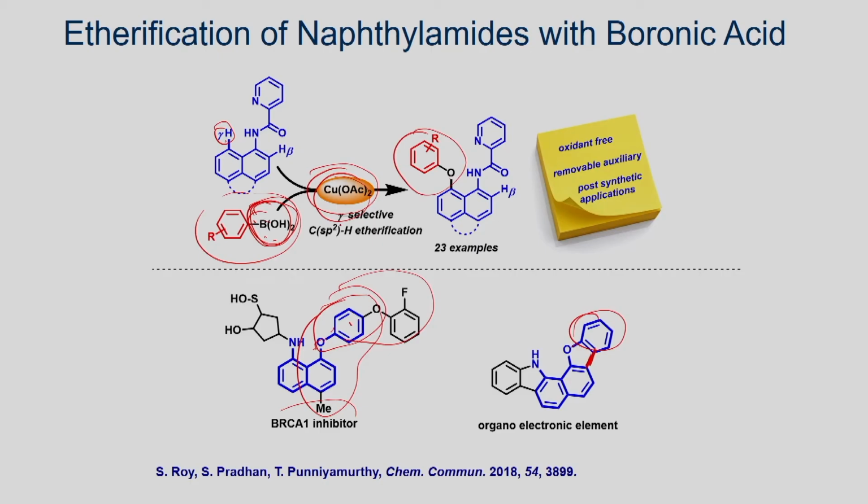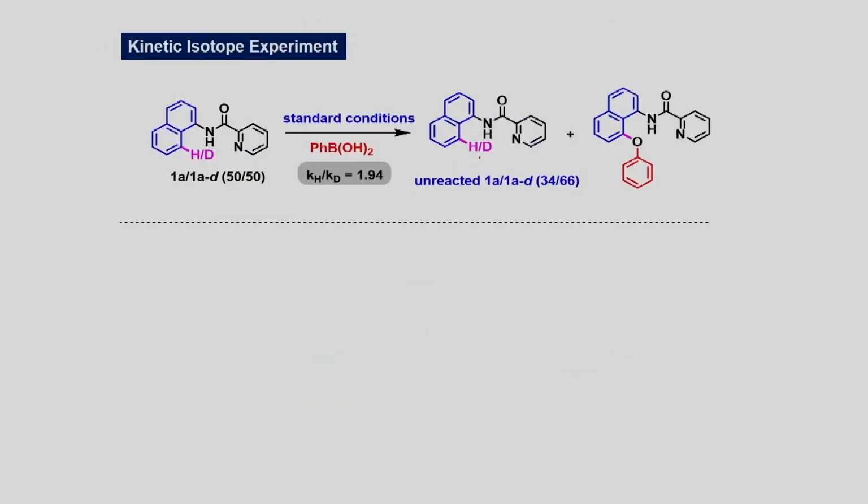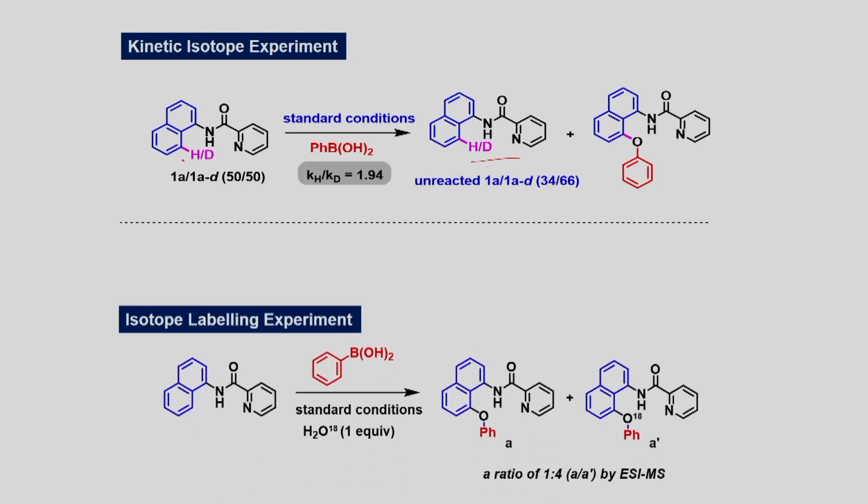So recently much progress has been made in boron chemistry. For example, you can couple the boronic acid via CH activation and make the diaryl ether as a product, and the mechanism of this reaction is shown. We carried out kinetic isotope studies, as shown here, using a 1:1 mixture where one compound has deuterium and the other is the simple compound. The unreacted compound observed is about 1:2, which shows that KH by KD is 1.94, which suggests that CH bond cleavage may be the slow step in these reactions.